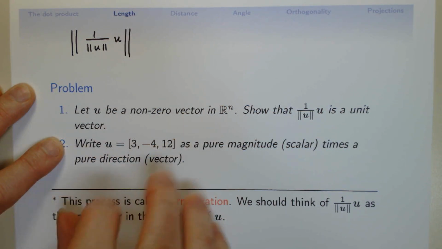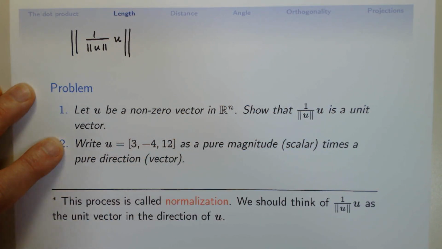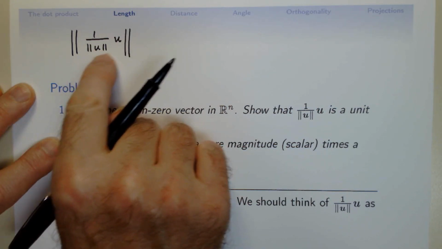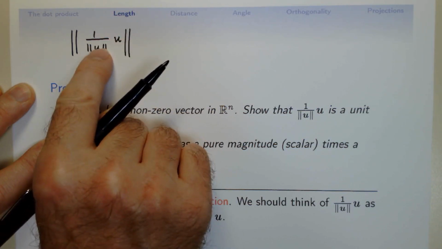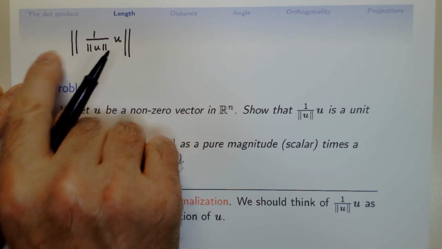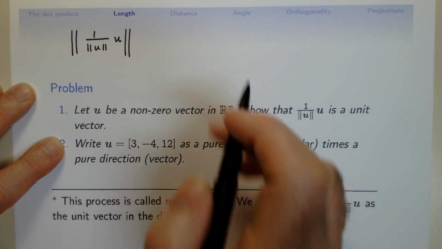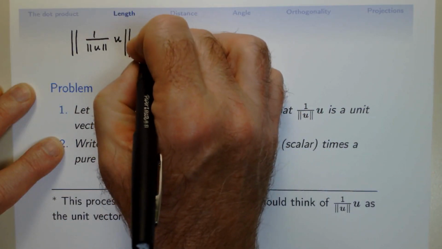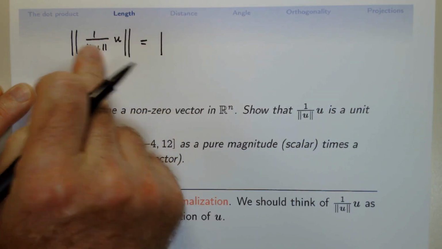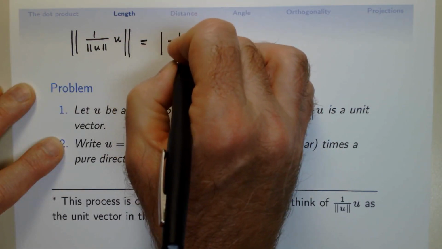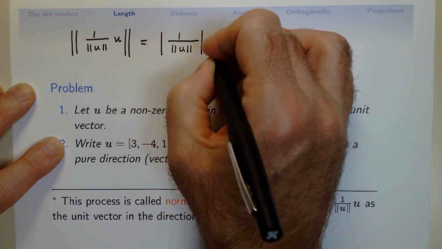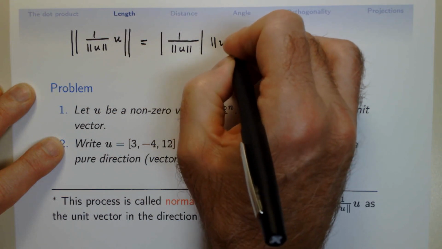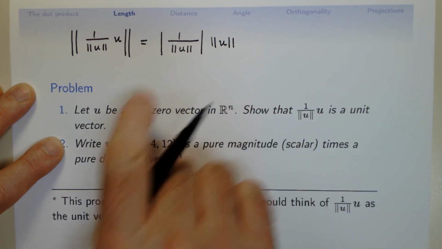Now, we have at our disposal Theorem 1.3 Part B, which tells us that anytime we're computing the length of a vector of the form a scalar times a vector, we can pull the scalar through as its absolute value. So we've got Theorem 1.3b that allows us to basically make this conclusion. We can pull the scalar through as its absolute value and then compute the length of the vector u itself. So we can simply do this product.